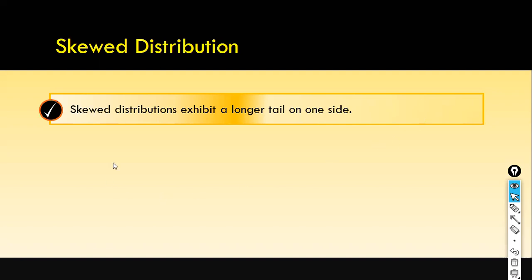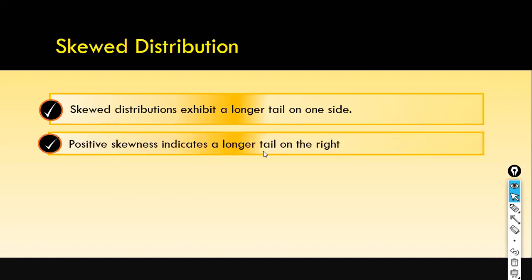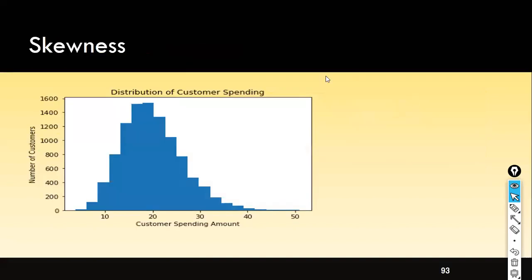In the case of right side skewed distribution, it is also known as positive skewness. It indicates a longer tail on the right side. It will be something like this. I'll just show you instead of drawing it. So this is the one. Look here, you can see a longer tail here, tapering off. It is not like your typical normal distribution shape, right?